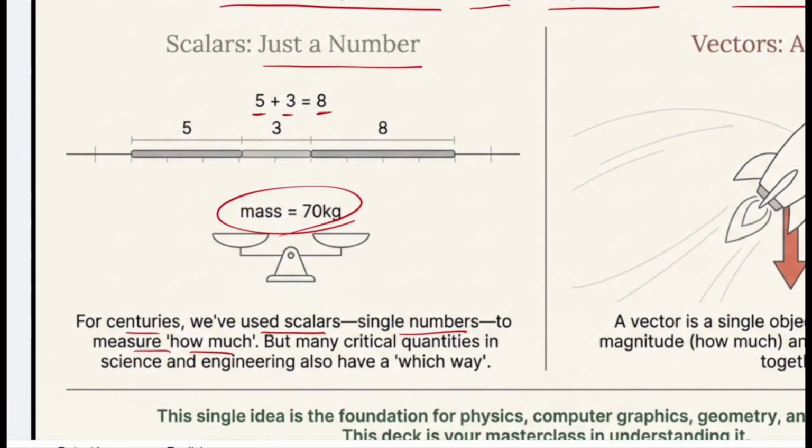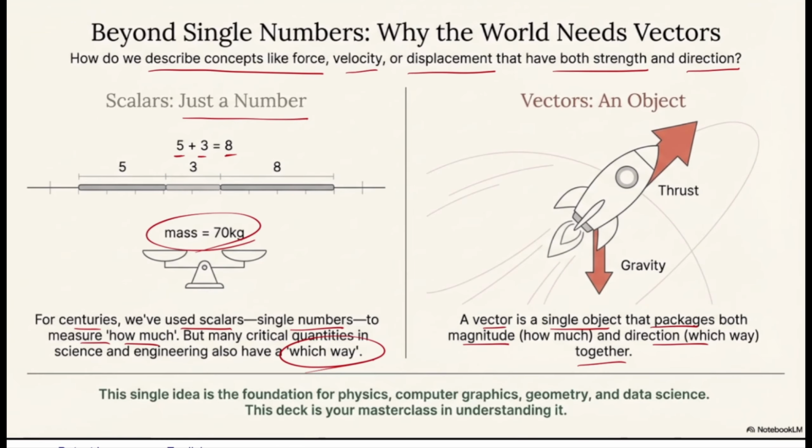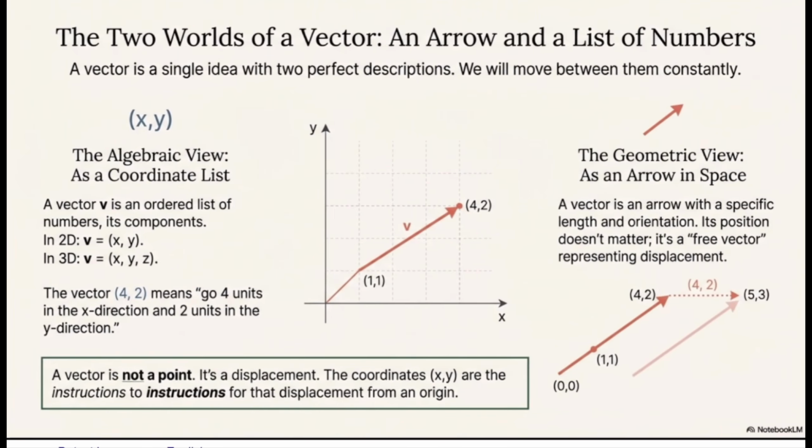But there are so many other critical concepts and questions in science and engineering where you also have another thing in your head: which way? So rather than just focusing on the range of the number itself, we need to focus on the direction. This is the time that vectors as an object come in. A vector is a simple object that packages both magnitude, meaning how much, and direction, which way, together at a time. So we are going to talk about vectors in this chapter.